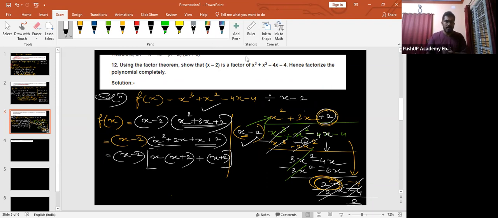I think everyone has solved. x minus 2 into, here what is common? x plus 2. Here what is left? x plus, here 1 is left, right? So this is your answer.